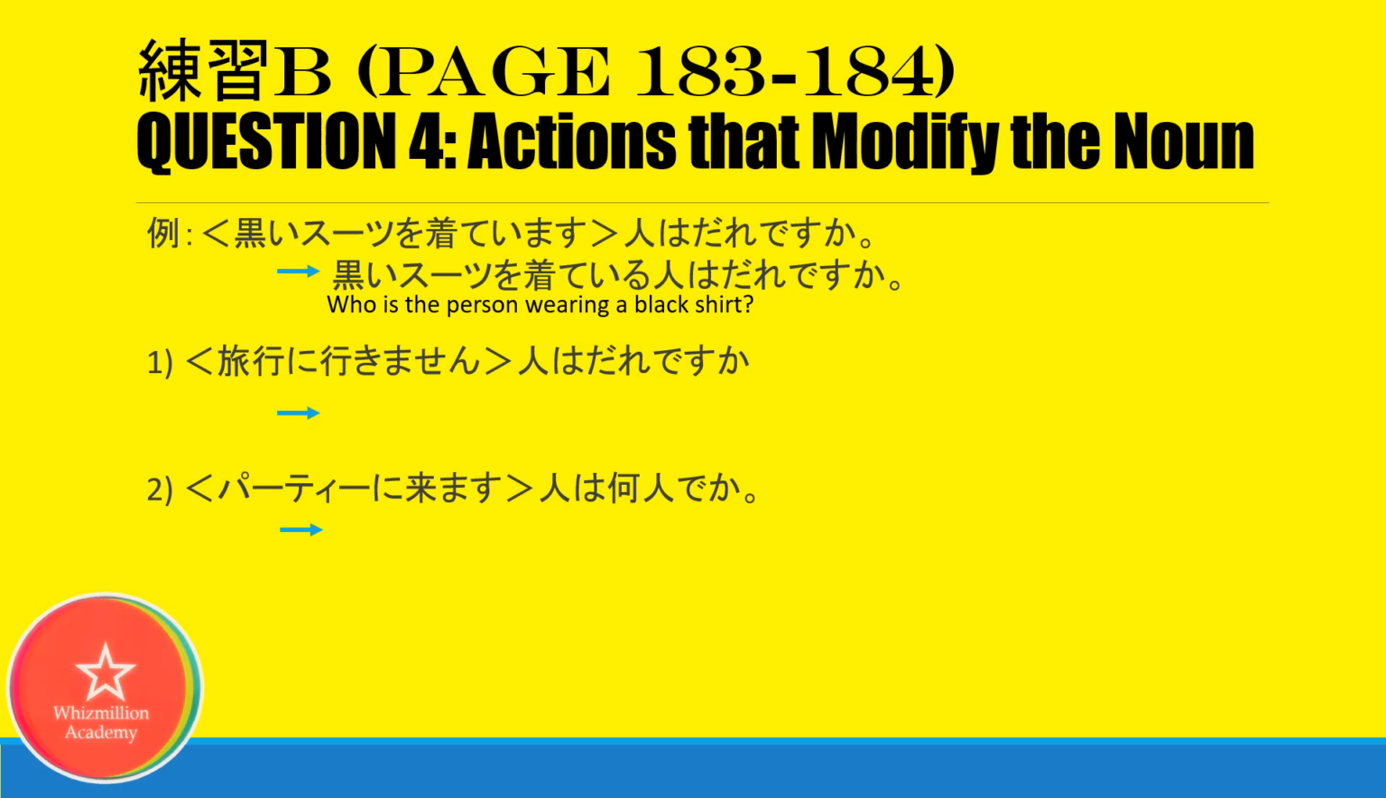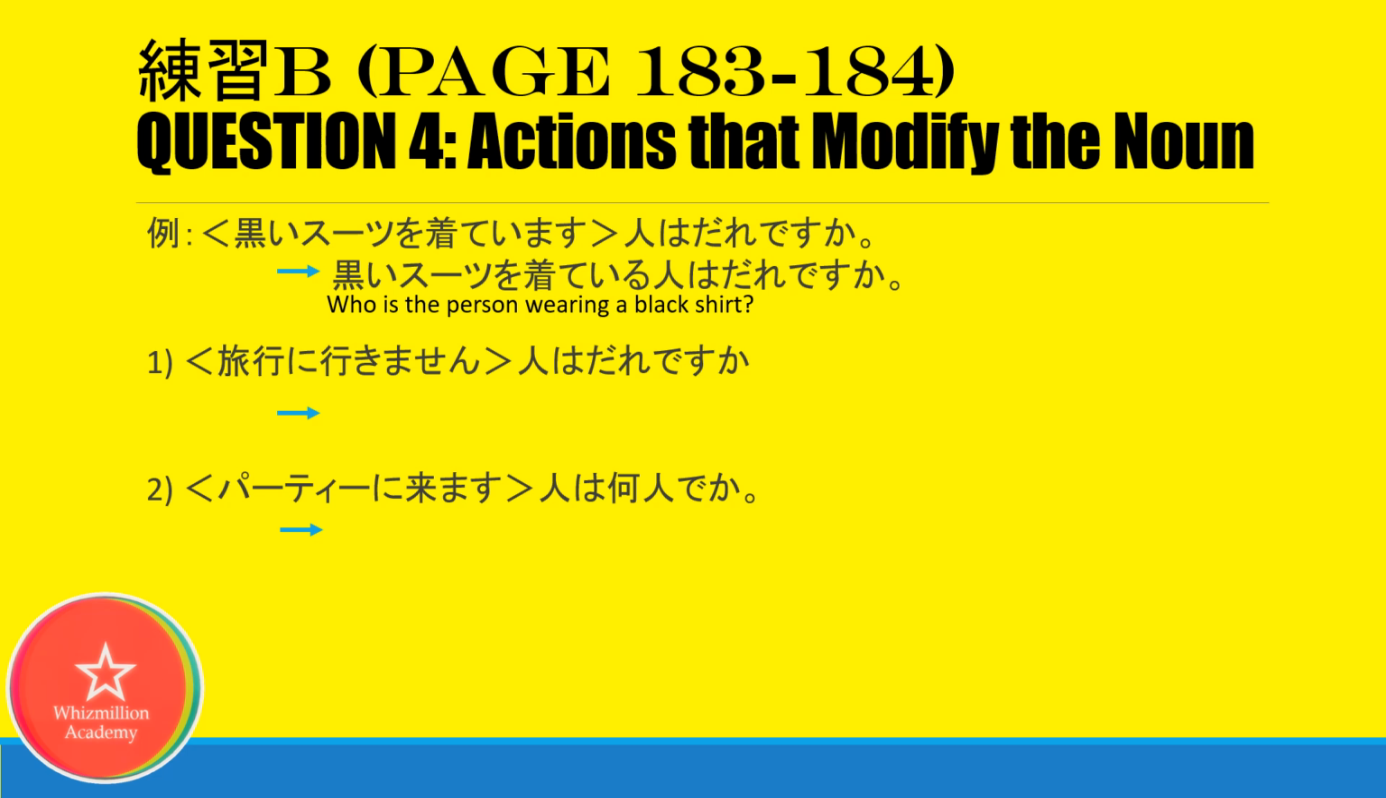黒いスーツを着ています。人は誰ですか? The noun that we're trying to modify here is hito, the person. So we know that the second sentence is asking who is the person, and the first part of the sentence is saying that this person is wearing a black shirt. So when we combine these two sentences, it becomes 黒いスーツを着ている人は誰ですか? Who is the person wearing a black shirt?